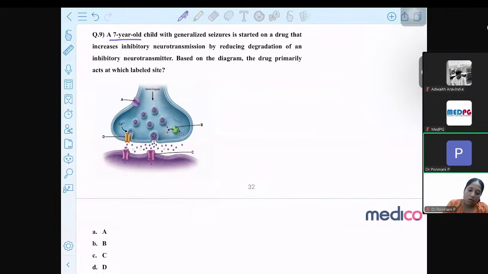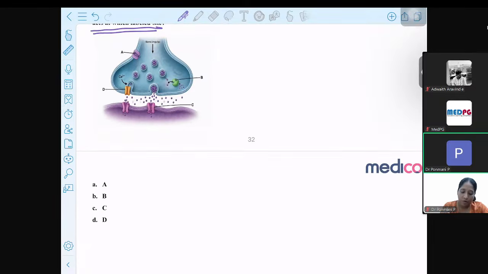Okay. And now we move to the next question, which is question number 9. A 7-year-old child with seizures is started on a drug which increases the inhibitory neurotransmitter by reducing the degradation of a neurotransmitter. So based on the diagram, what is the labeled site at which the drug is acting? So we have A, B, C, D, 4 labeled sites.